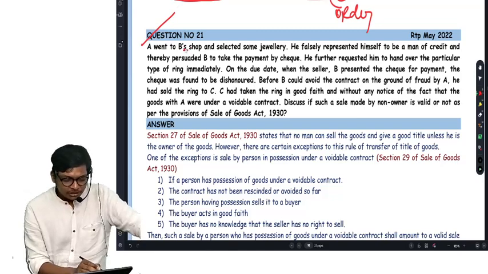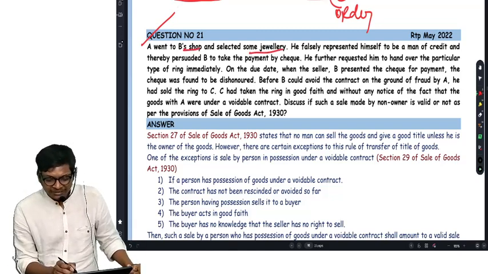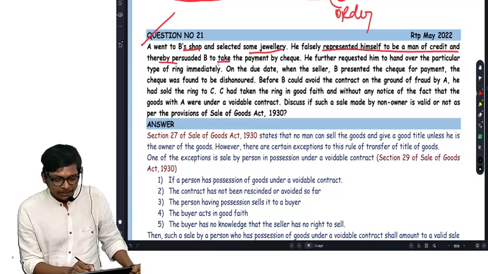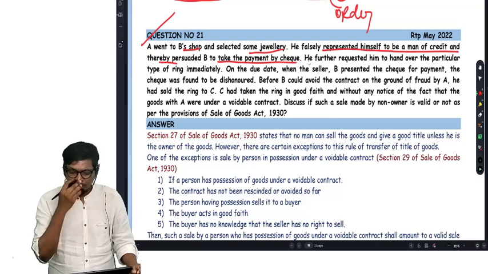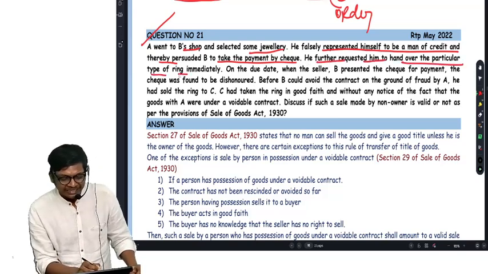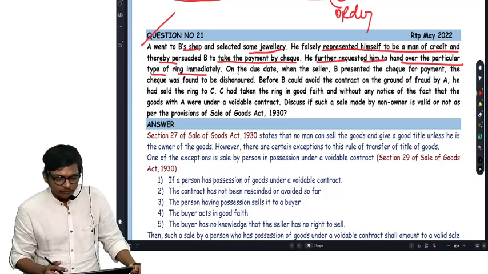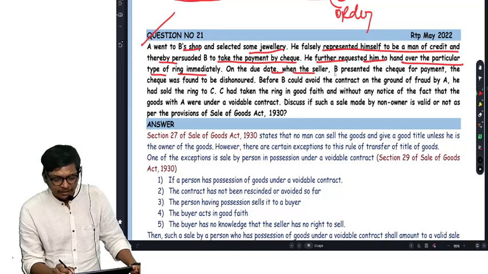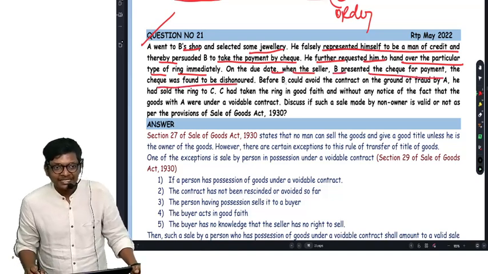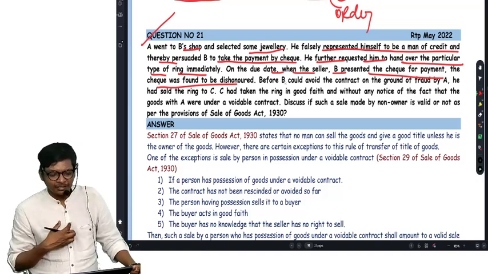A went to B's shop and selected some jewelry. He falsely represented himself to be a man of credit and thereby persuaded B to take payment by check. He further requested him to hand over the particular type of ring immediately. So basically he put some pressure on the shop. On the due date, when the seller B presented the check for payment, the check was found to be dishonored. Let's see what relationship this has with the Sale of Goods Act.